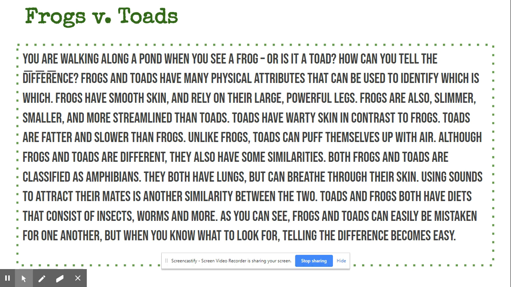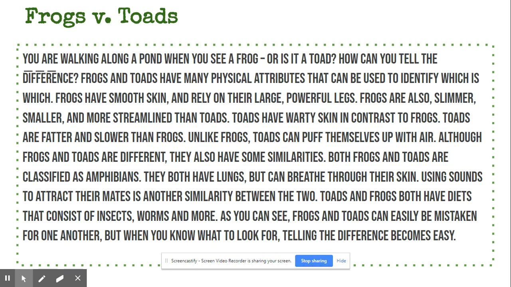Frogs and toads have many physical attributes that can be used to identify which is which. Frogs have smooth skin and rely on their large, powerful legs. Frogs are also slimmer, smaller, and more streamlined than toads. Toads have warty skin in contrast to frogs. Toads are fatter and slower than frogs. Unlike frogs, toads can puff themselves up with air.